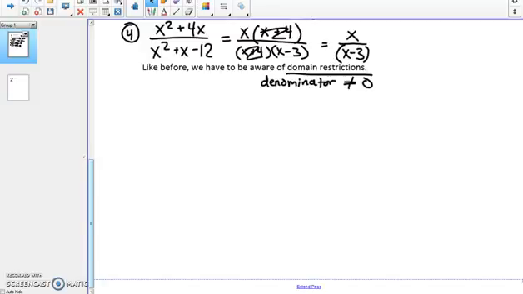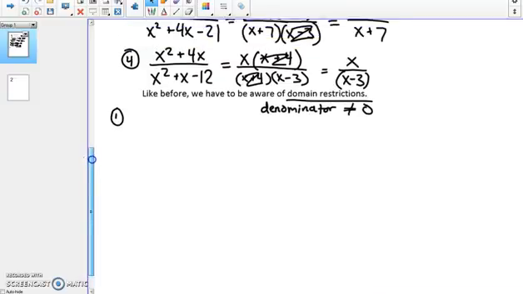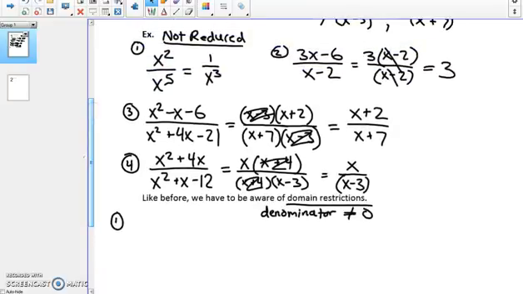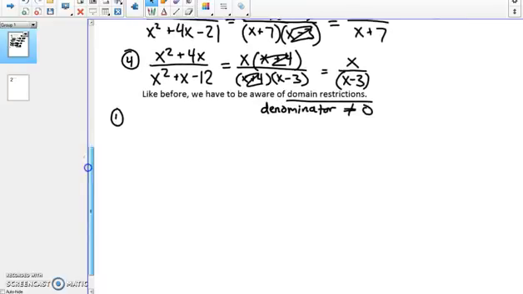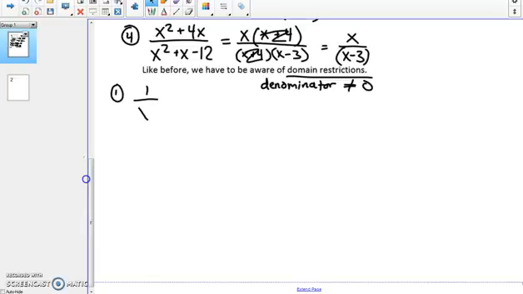So using the examples from above, I'm going to go back up and grab number 1, we reduced down to 1 over x cubed. So I'm using the same things from above, 1 over x cubed. What's going to cause us problems here in the denominator? Well, that would be if our values of x were 0. Like if I plug in 0 for x, it's going to give me 1 over 0, and that's an issue. So our domain here is all real numbers except 0.